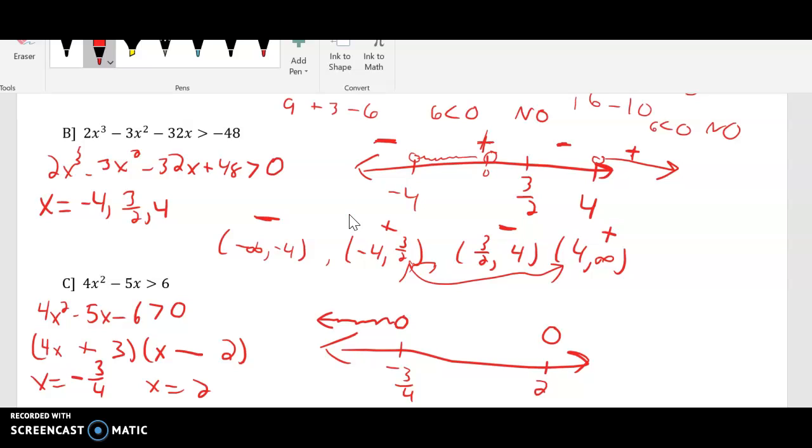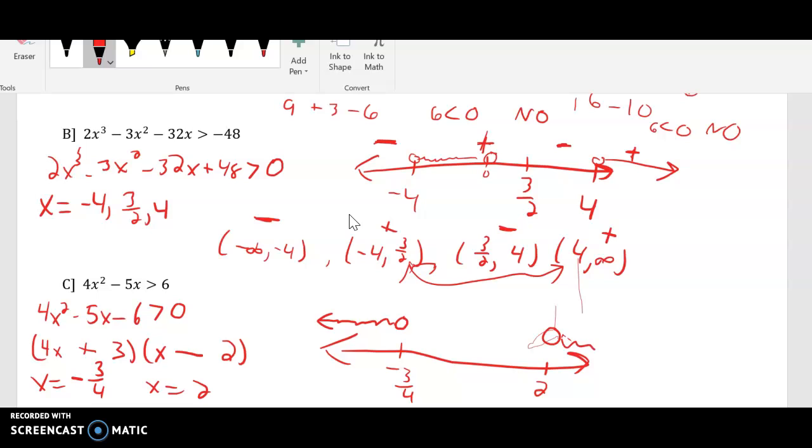Then try a number in the middle. If you plug in 0, is -6 bigger than 0? No, so you're not in here. And then plug in a number bigger than 2. Plug in 3. That's 9, 36. That's -15. It's definitely going to be big enough to be positive. Shade that way. So our solutions are in the tails here.